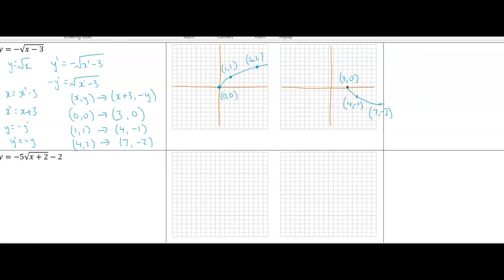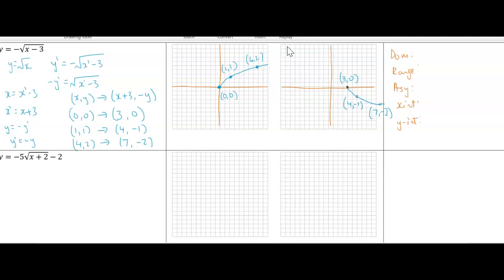All right. Gotta write the word domain and it draws an arrow for me. All right, so the domain, the range. We've got asymptotes. X-intercept and y-intercept.